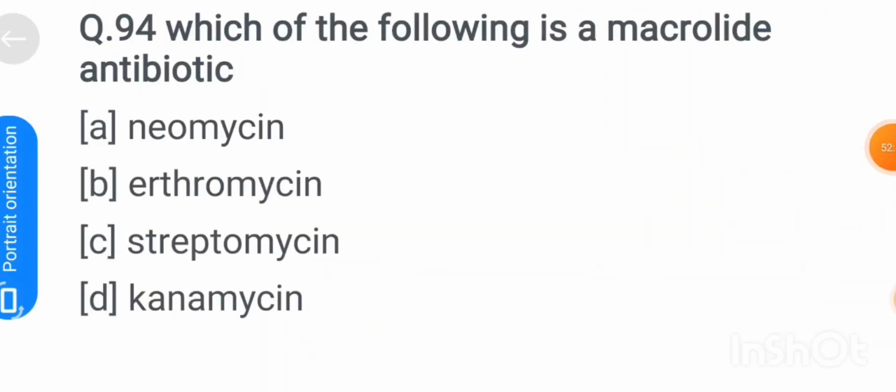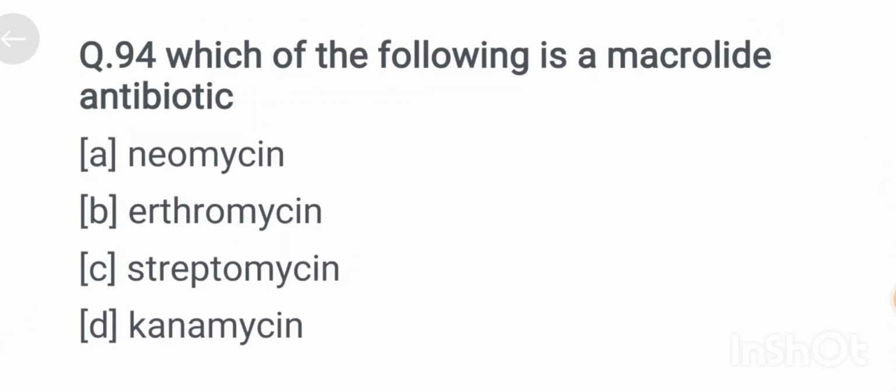Which following is a macrolide antibiotic? Option A neomycin, option B erythromycin, option C streptomycin, option D kanamycin. Correct answer is option B erythromycin.